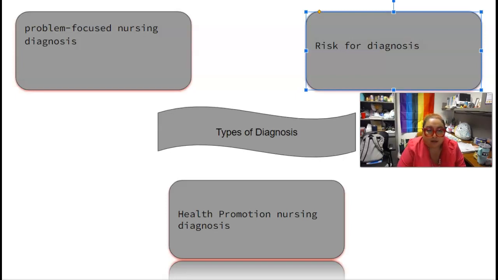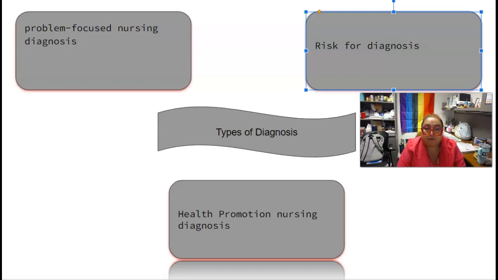The second kind is a risk for nursing diagnosis. So it is a judgment made by the nurse to identify individuals or groups of patients who are at increased risk of developing a specific problem or complications. Unlike a problem-focused nursing diagnosis, this is very specific on trying to prevent it from occurring. So if we have a risk for nursing diagnosis, we are doing things to hopefully prevent it from actually occurring.